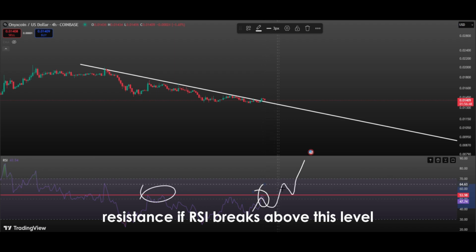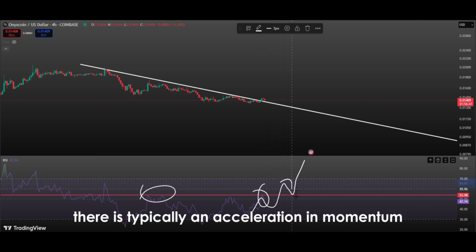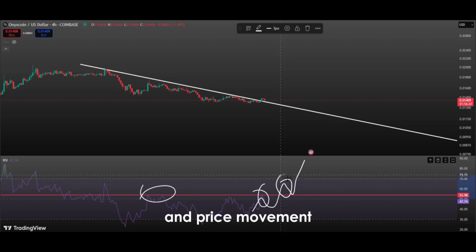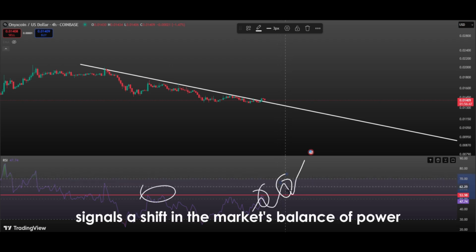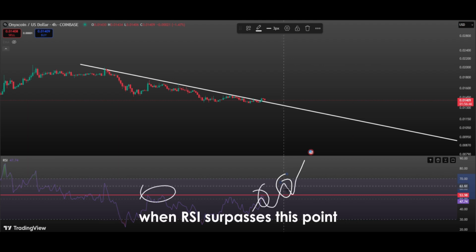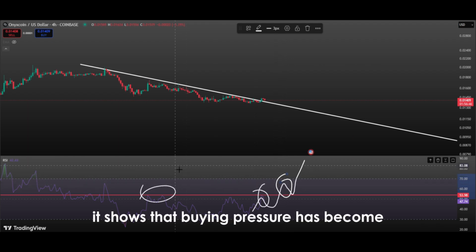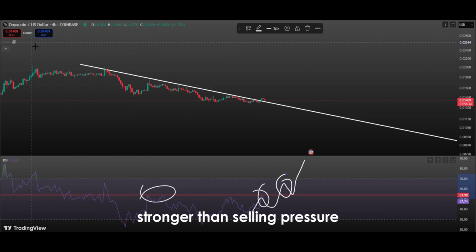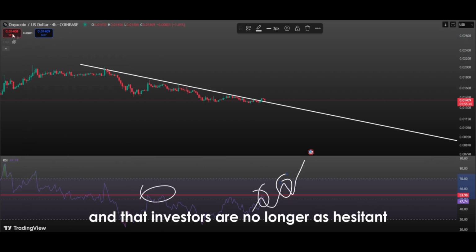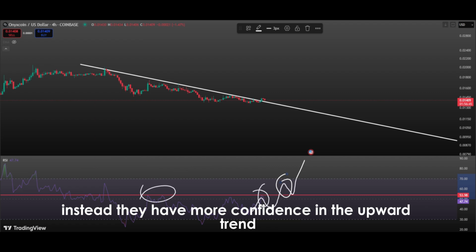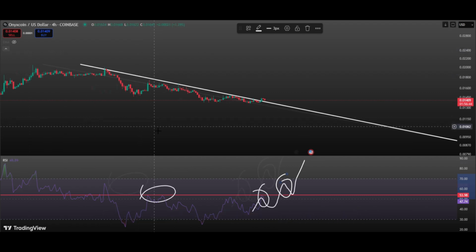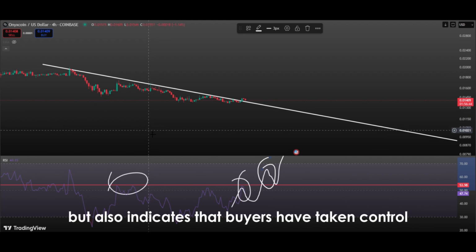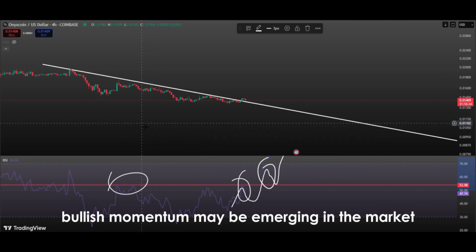If RSI breaks above this level, there is typically an acceleration in momentum and price movement. A breakout above an RSI resistance level signals a shift in the market's balance of power. When RSI surpasses this point, it shows that buying pressure has become stronger than selling pressure, and that investors are no longer as hesitant. Instead, they have more confidence in the upward trend. This breakout not only reflects a rise in RSI values, but also indicates that buyers have taken control and that a new bullish momentum may be emerging in the market.